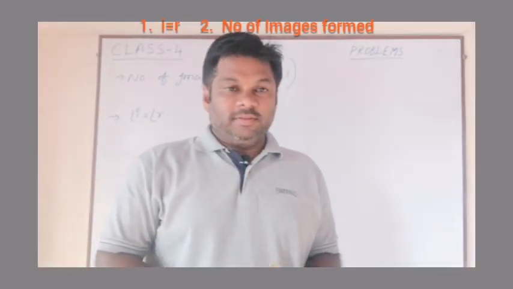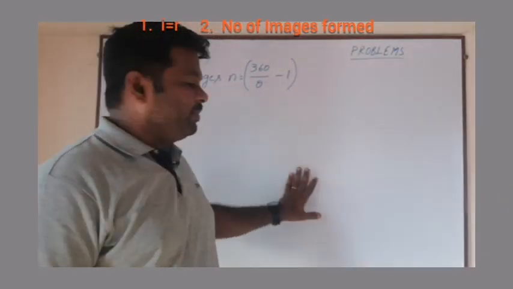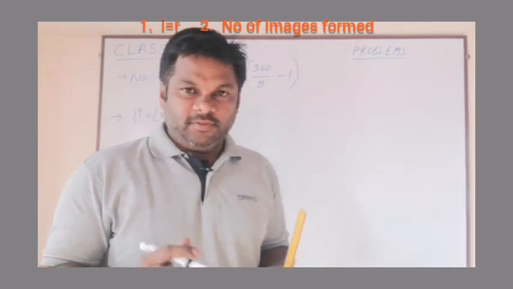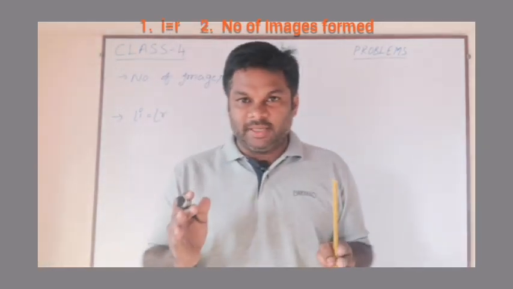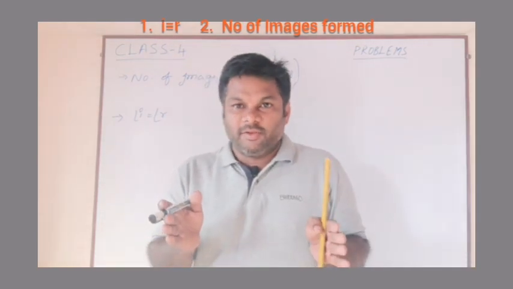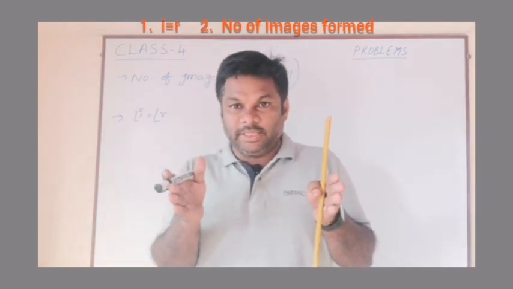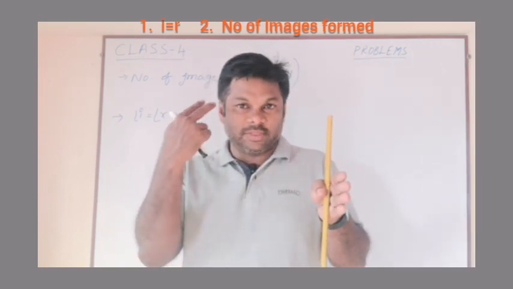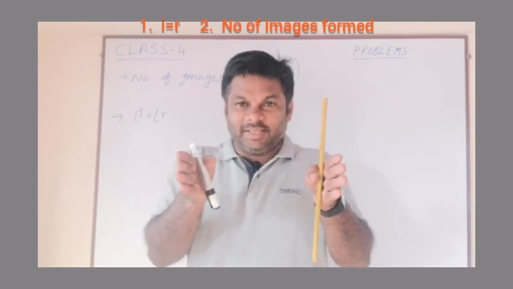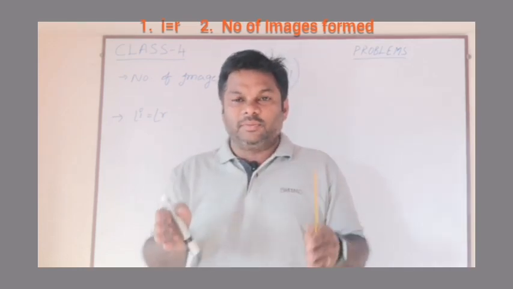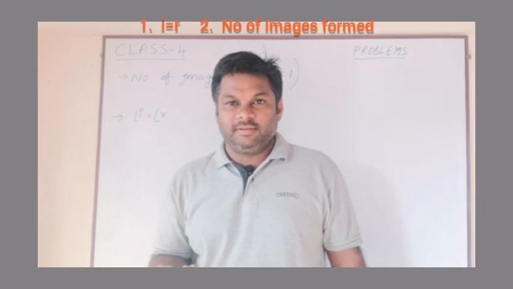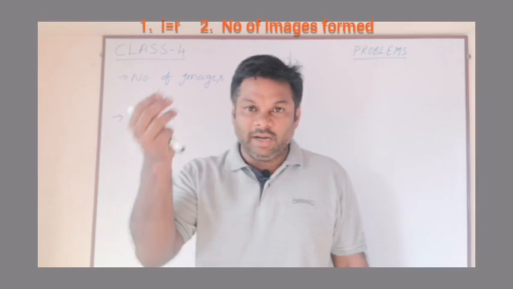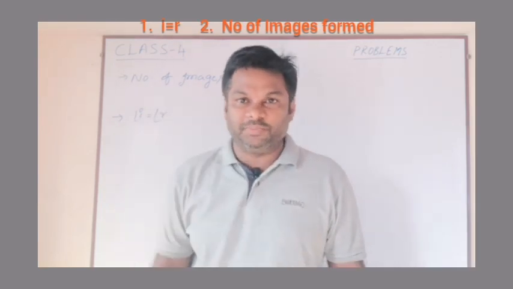So here the second one is number of images. When you are boys, you can understand, and girls also listen. When you are going to a saloon in childhood, girls also may go to the saloon to cut their hair, baby cut. So listen, in a saloon, when you are sitting in a chair, you will have two mirrors. One is in front of you and another is behind you.